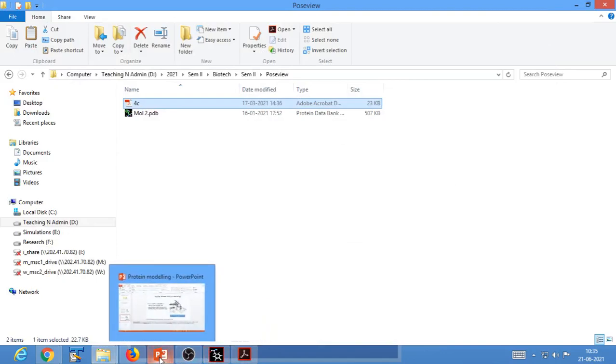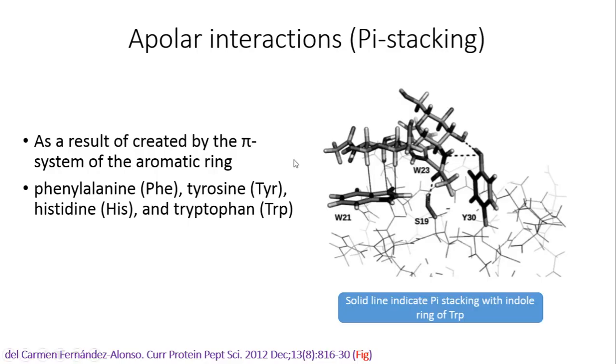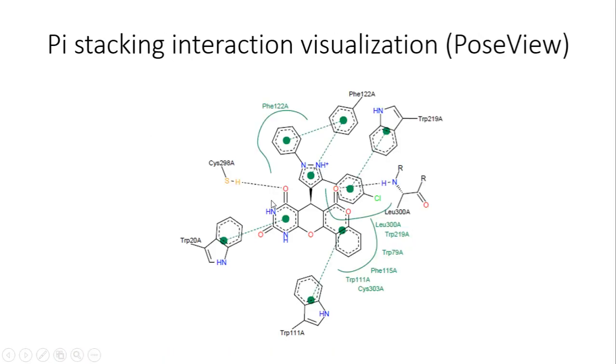Okay, so that was how we visualize and identify if there are pi stacking interactions, which are a type of apolar interaction. Okay, so this is what I have visualized. It was one of the other protein complex molecules that we were working on some time back.